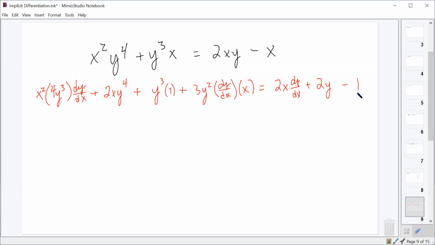Would we not have a y cube? Oh, never mind. I see it there and I lied. Yeah, we got a y cubed right there.